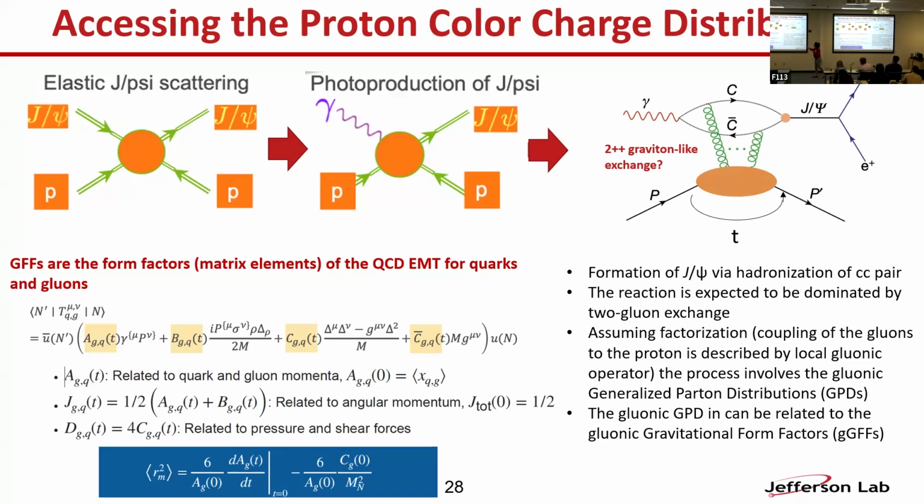I have to tell you what t is. t is the variable which is the momentum transfer to the proton. So initially I have a proton with momentum P. Finally, I have a proton with momentum P prime. t is (P minus P prime) squared.